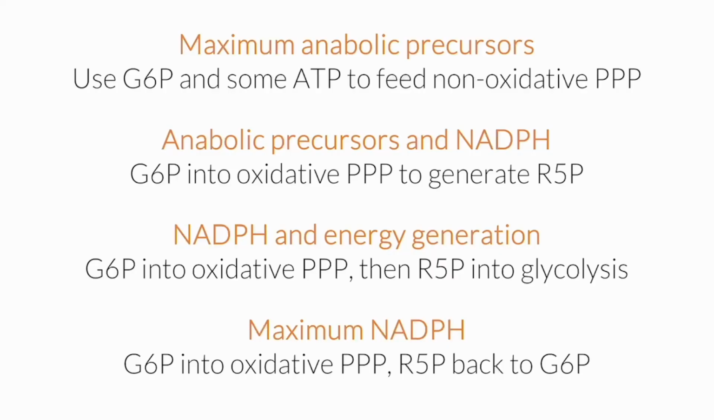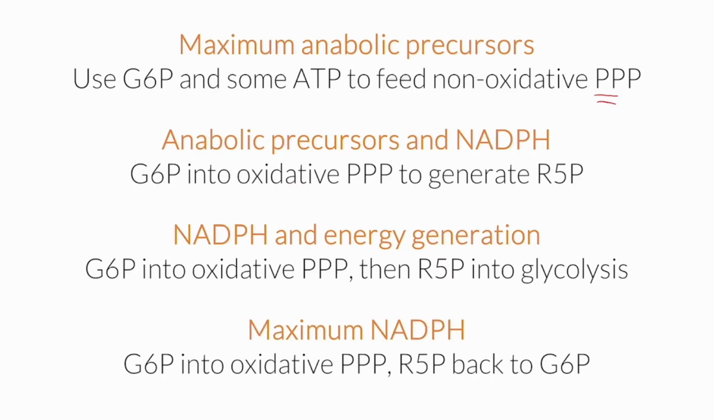These aren't really explicit categories, right? You can think about these as different poles. If you put the network in this configuration, it'll look like this, but it can slide amongst all of these, right? So you can make maximum anabolic precursors, which would be use G6P and ATP to run the non-oxidative PPP as much as possible. You can make a mixture of anabolic precursors and NADPH. So in this case, you're taking G6P and feeding it into oxidative PPP and then putting that into R5P.